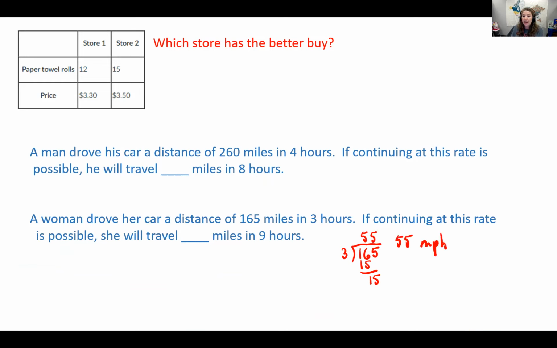miles per hour. And we're traveling 9 hours, so 55 times 9. 9 times 5 is 45, and then 45 plus 4 is 49. So 495 miles in 9 hours.